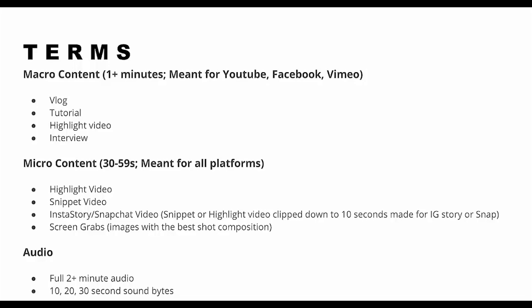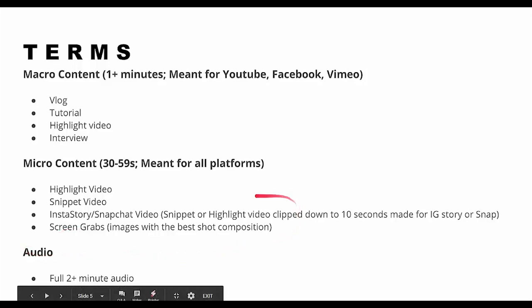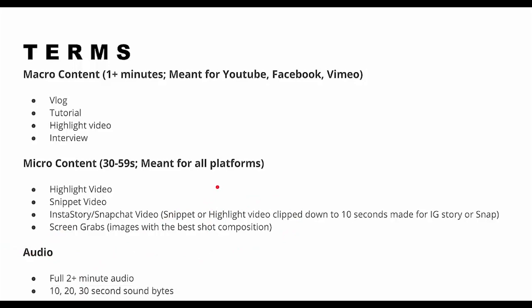Okay, and audio, this is pretty much full 2-minute audio as well, and 10, 20, 30 second sound bites. This is pretty much the entire interview, which can then be formatted as a podcast. Or if you have a 10, 20, 30 second rant of you talking about shoes, or talking about something insanely powerful and inspiring, you can then use that same soundbite as a voiceover for a highlight video.